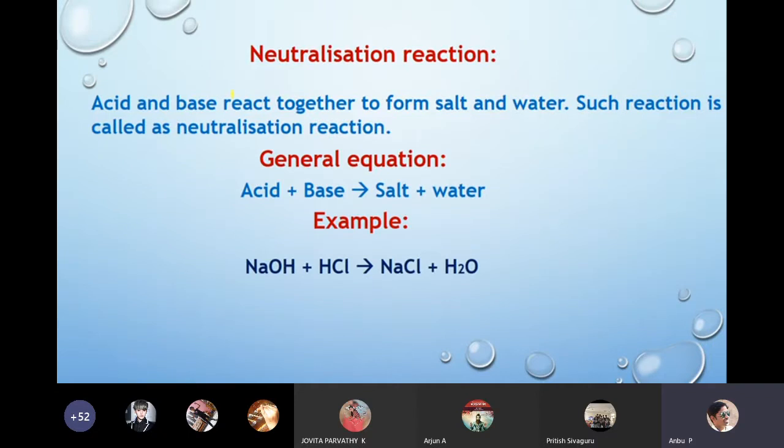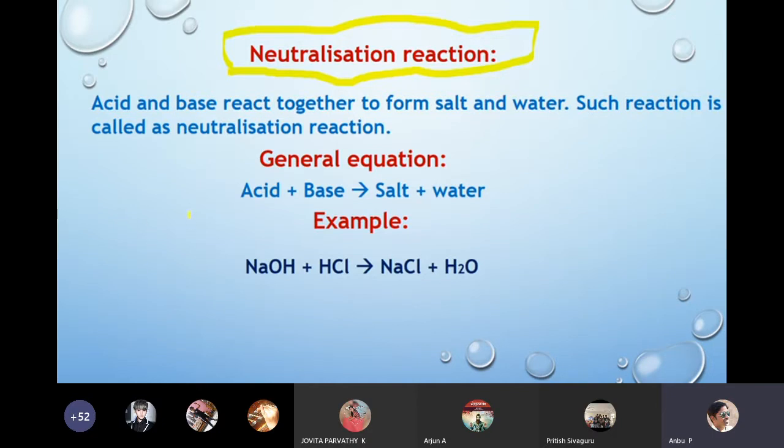The next one is we are coming back to discuss neutralization reactions. As we discussed, neutralization in the reaction means when acids are added to the base, the H+ ion from the acid and the OH- ion from the base react together to form salt as well as water. This is why they are called neutralization reactions.